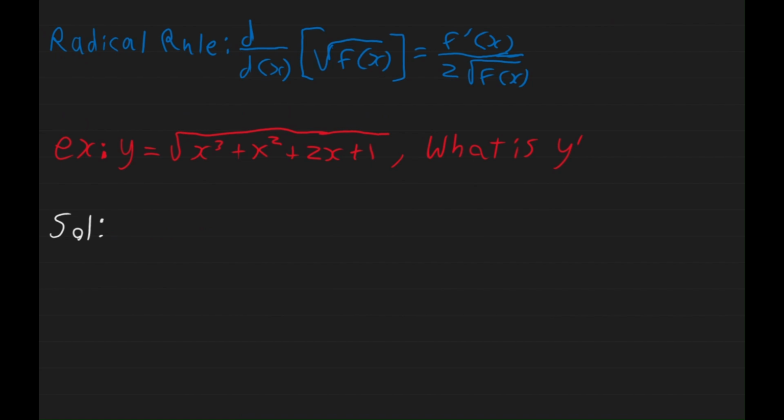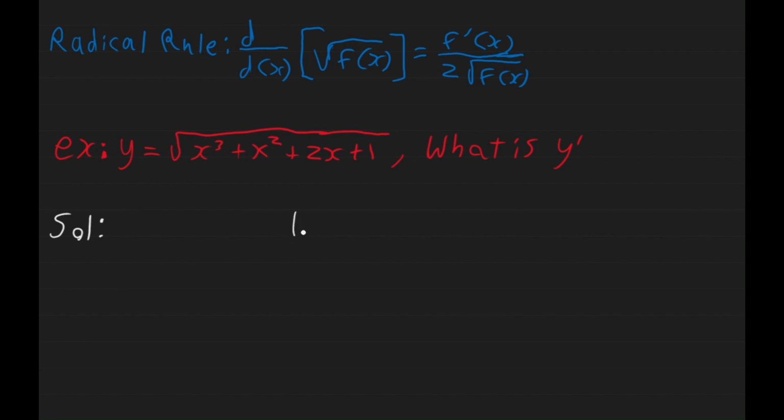Okay, now to look at the radical rule. It's a special case of the exponent rule, when the power is half. It's a special case because you can always do it like this, but you can just solve it by the exponent rule if you want.